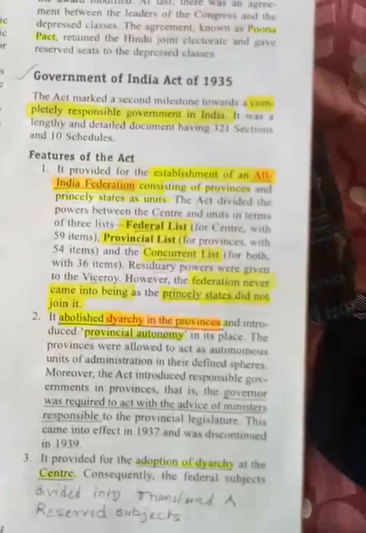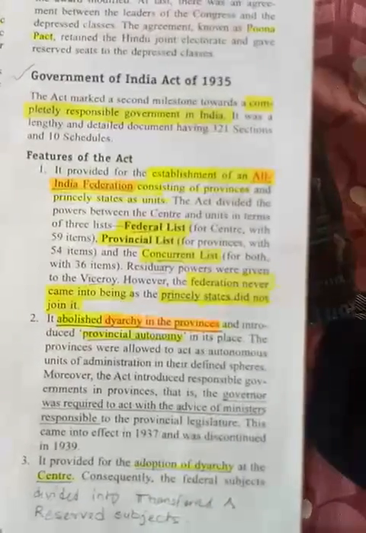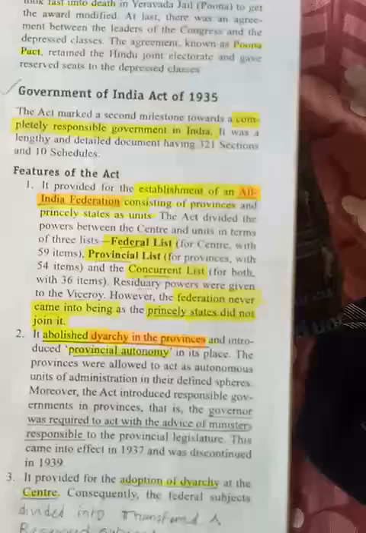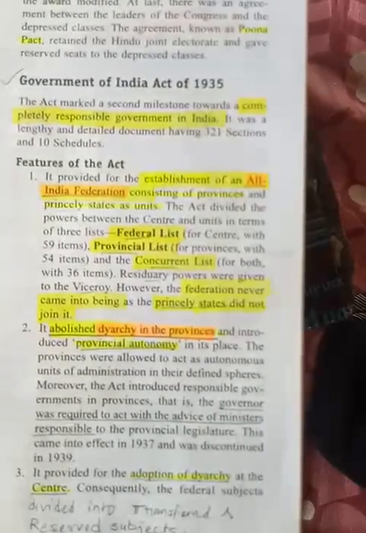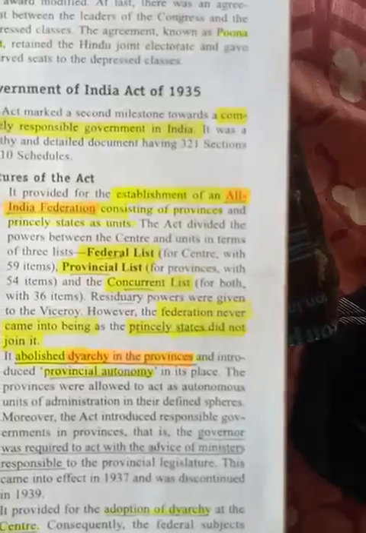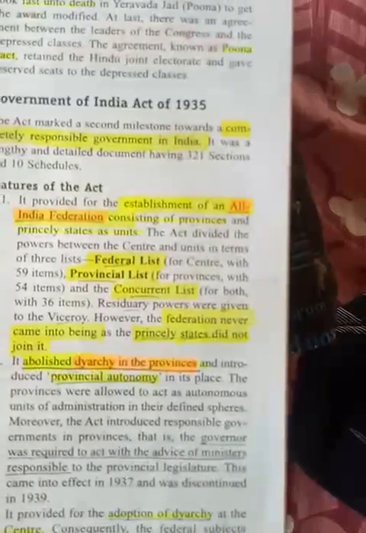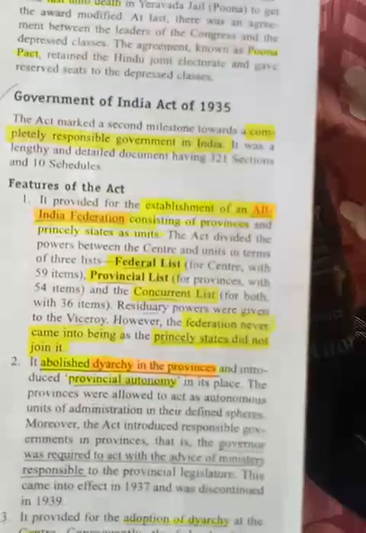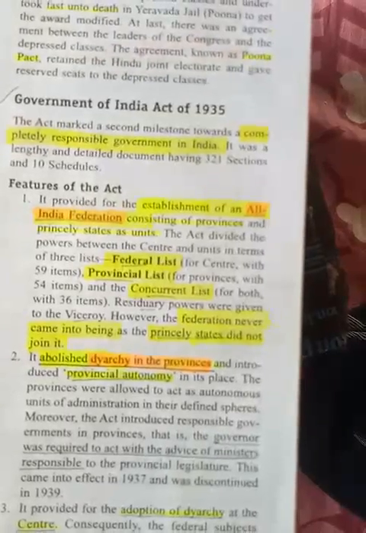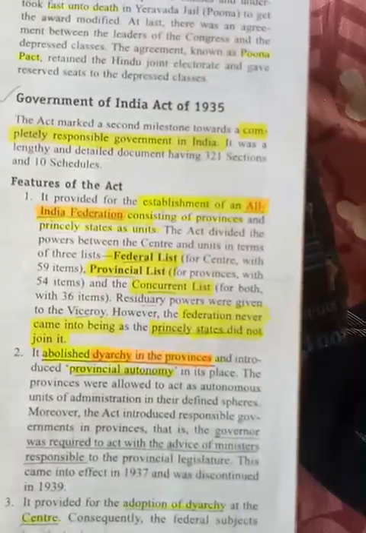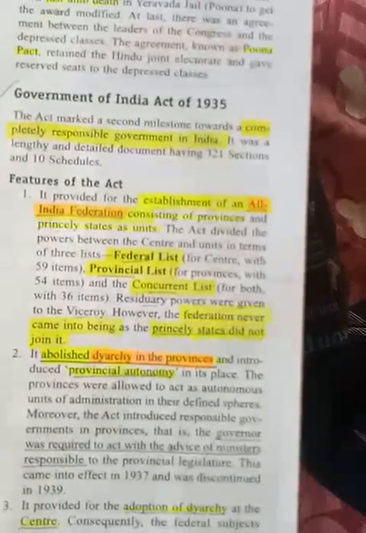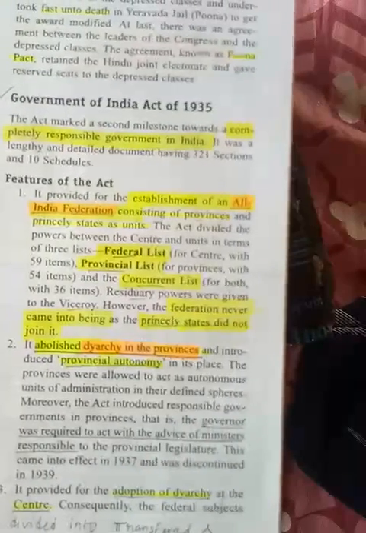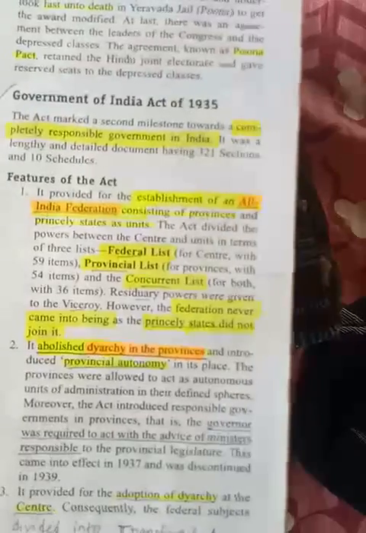Second, it abolished diarchy in the provinces and introduced provincial autonomy in its place. But at the same time, it adopted diarchy at the center. Remember guys, diarchy is the system of government in which the subjects for administration by the governor are divided into two parts. The first part was called the transfer subjects, in which the governor, with the aid of ministers responsible to the legislative council, has to work. The second was the reserved subjects, in which the governor and the executive council were not responsible to the legislative councils.